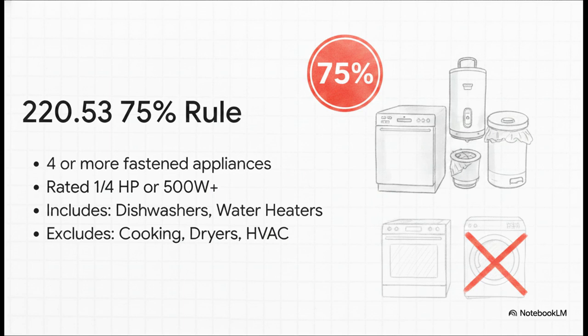Section 220.53 allows a 75% discount, what they call a demand factor, if you have 4 or more fastened in-place appliances on the same feeder. But they must be rated a quarter horsepower or 500 watts or greater. This includes things like dishwashers, garbage disposals, water heaters, and trash compactors. Be careful, though. It strictly excludes household cooking equipment, clothes dryers, and HVAC systems.